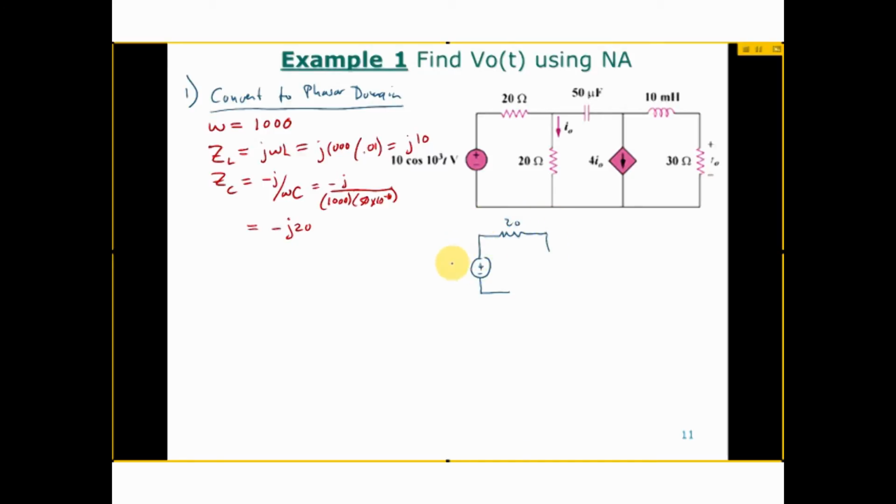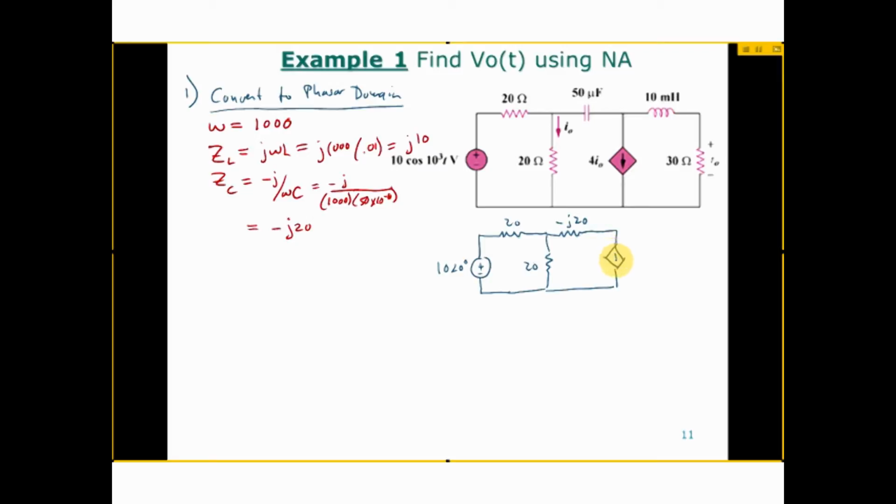The source has become what? What's the phasor equivalent of that source? What would I put here by the source, this voltage source? Yeah, 10 angle 0 degrees. Good. That's the phasor transform of 10 cosine of 10 to the third t. And notice where I had a capacitor up here, I'm replacing that with a resistor with a resistance of minus J20.